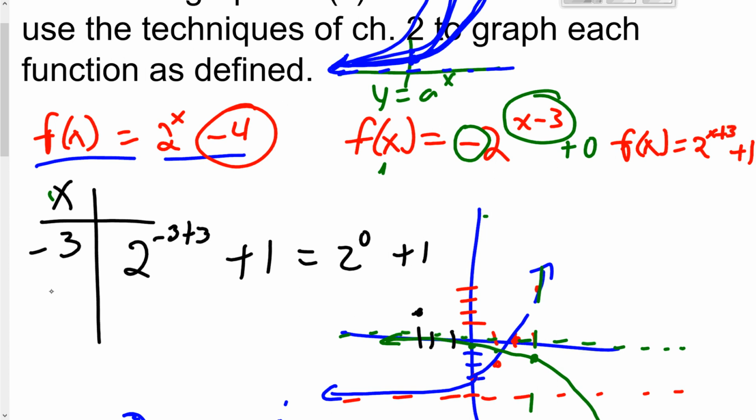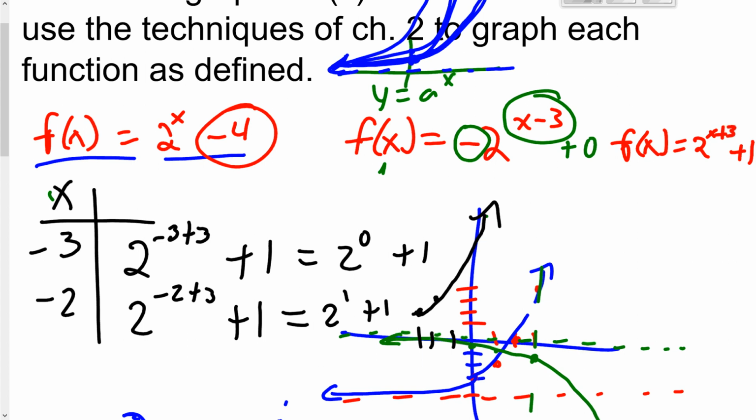And then we have, say, let's go negative 2. That'd be 2 to the negative 2 plus 3, and then plus 1 after I do my exponents. So that'd be 2 to the first plus 1, which is 3, so negative 2, 3. So that means it's kind of going up from here, right? It's increasing. What about to the left? What about negative 4? Well, that would be 2 to the negative 4 plus 3, and then plus 1 after I do my exponents. So that would be 2 to the negative 1, which is 1/2 plus 1, so that's 1.5. So that means it's going down, but what is it not going to cross?